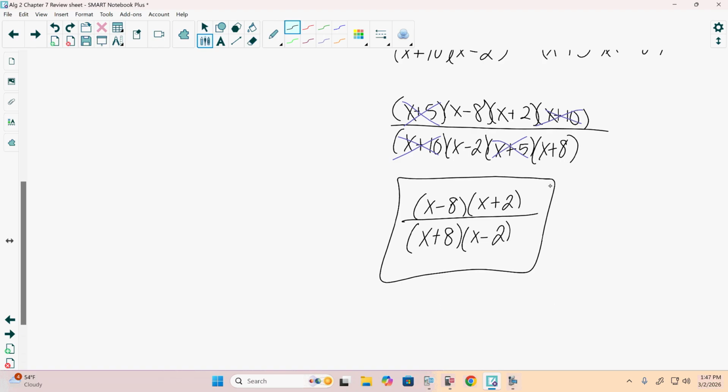Now, we can't factor out a negative from the x minus 8 and get x plus 8 because the signs aren't opposite. Factoring that negative out of x minus 8 would give us negative x plus 8. Still not the same, it doesn't simplify. This is as far as it goes. Questions on this here?